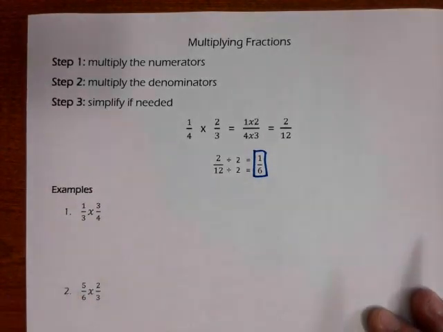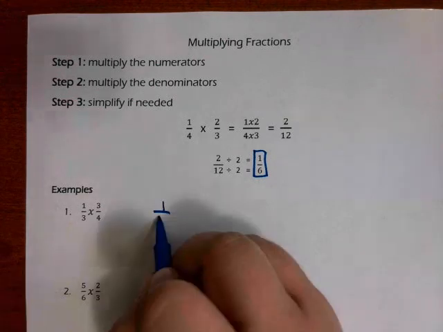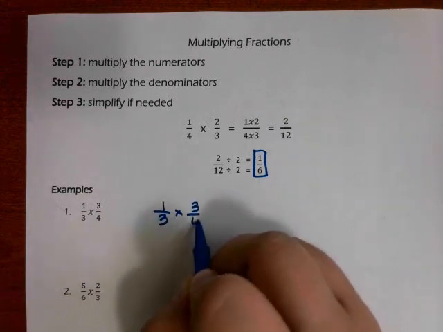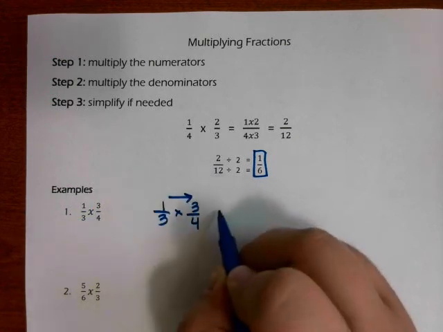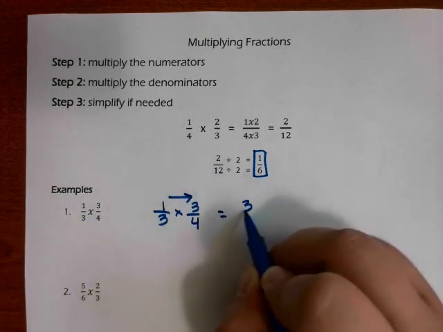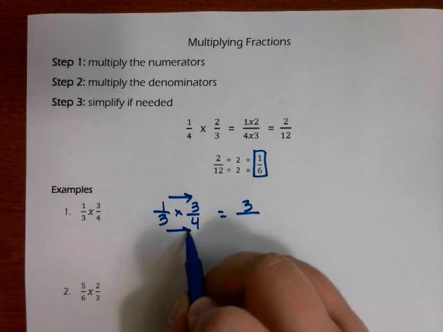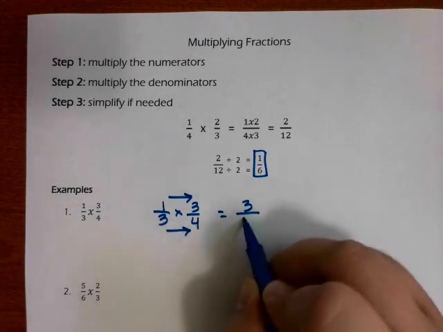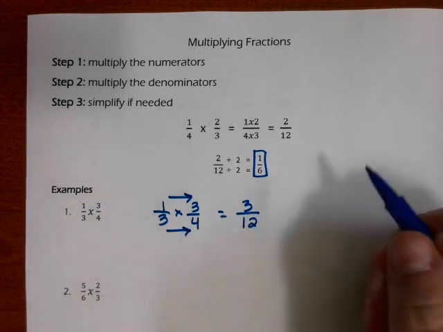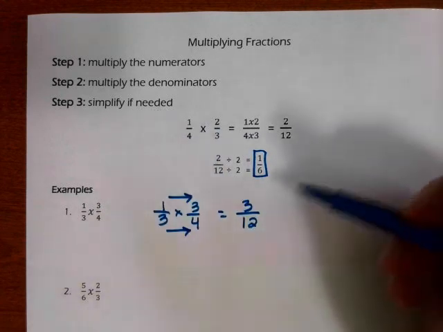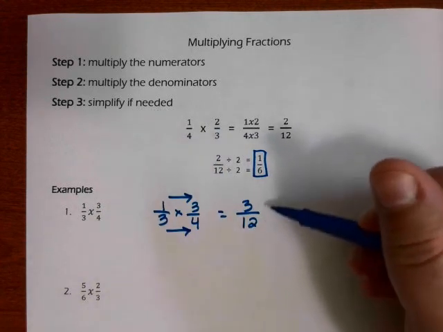All right, so here's our first example. We have 1/3 times 3/4. Again, like I mentioned, very simple. Don't overthink it. We're going to multiply our numerators. 1 times 3 will get me 3. Multiply our denominators. 3 times 4 will get me 12. And then step number 3 is to simplify if needed. This fraction can be simplified.